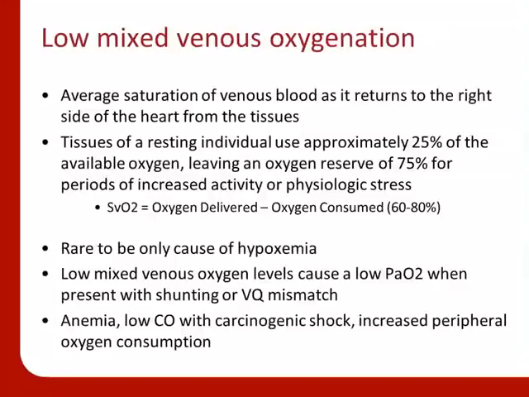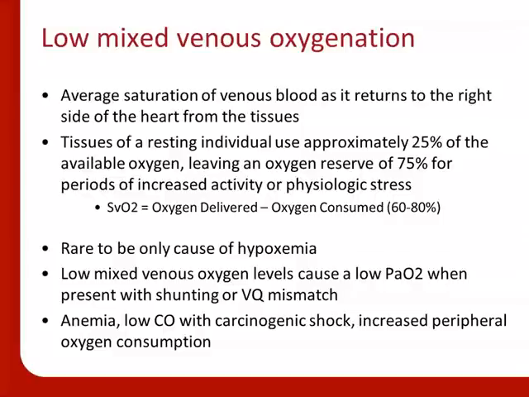The next category is a low mixed venous oxygen saturation. So the mixed venous oxygen level is the average saturation of venous blood as it returns to the right heart from the peripheral tissues. And normally your tissues use about 25% of the available oxygen, and you have about 75% left over. So if you measure the mixed venous oxygen saturation, it's somewhere around 60 to 80%, and it's the oxygen that's delivered to the tissues minus the oxygen that's consumed at the tissues.